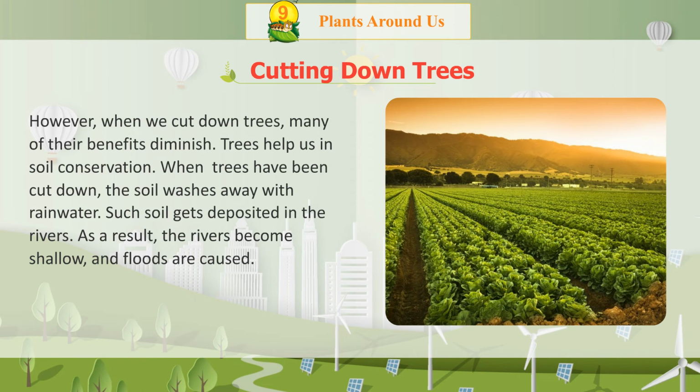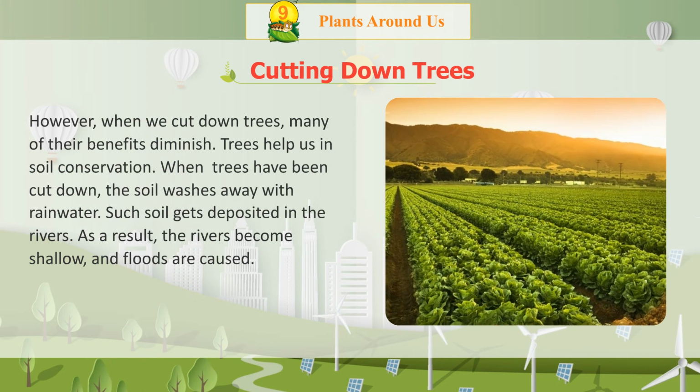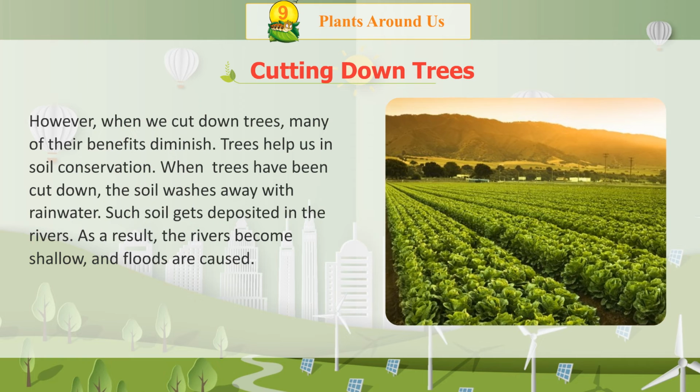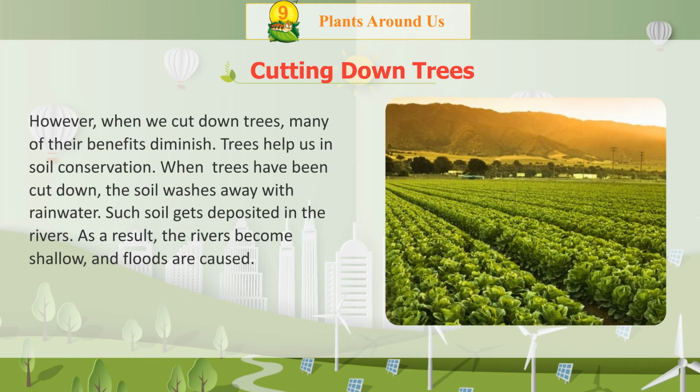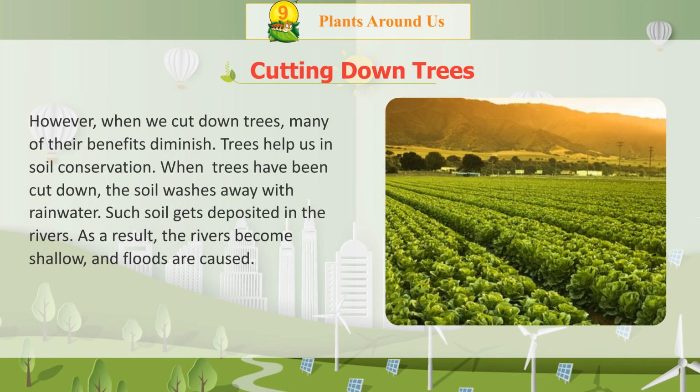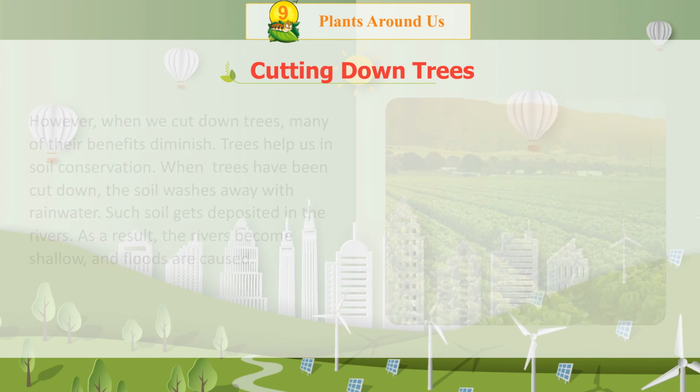However, when we cut down trees, many of their benefits diminish. Trees help us in soil conservation. When trees have been cut down, the soil washes away with rainwater. Such soil gets deposited in the rivers. As a result, the rivers become shallow and floods are caused.